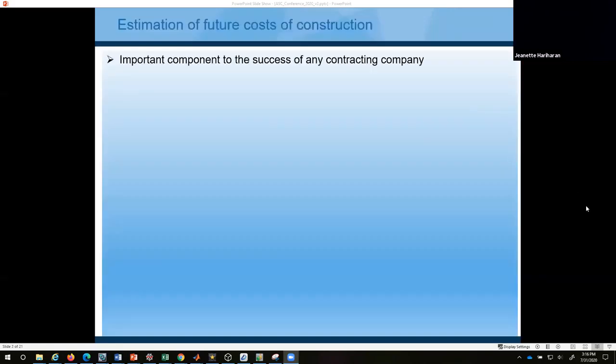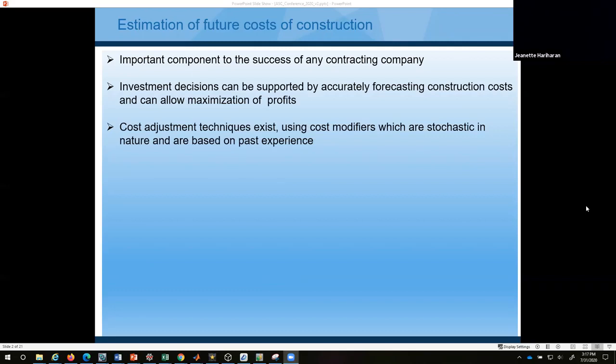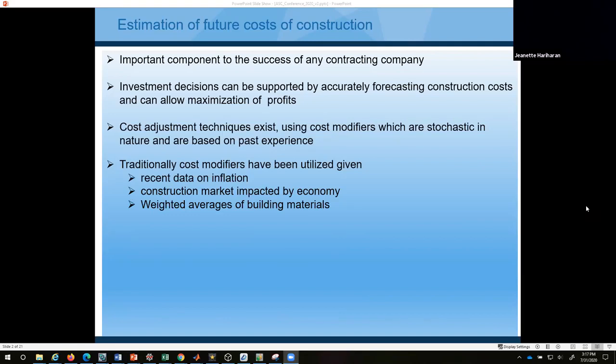Estimation of future costs of construction is important to the success of any contracting company. Investment decisions can also be supported by accurately forecasting construction costs and can allow maximization of profits. Cost adjustment techniques do exist using cost modification, and these are basically stochastic in nature, based on past experience, and are linear modifiers. Traditionally, cost modifiers have been utilized given the recent data on inflation, the construction market that's impacted by the economy, and weighted averages of various building materials.